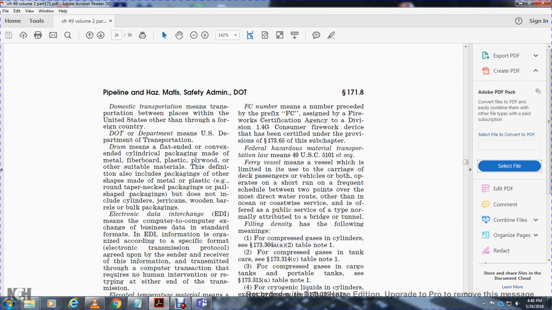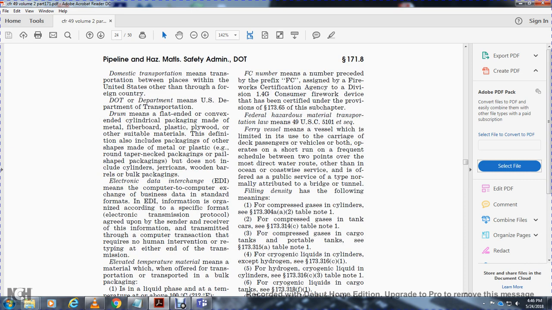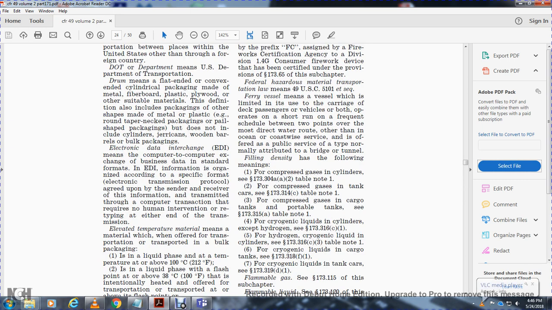Ferry vessel operates on short runs on frequent schedules between two points over the most direct water route, other than in ocean or coastwise service, and is offered as a public service of a type normally attributed to a bridge or tunnel. Filling density has the following meaning: for compressed gas cylinders, 173.304(a)(2), table 1; for compressed gas in tank cars, 173.314(c), table 1, table note 1; for compressed gas in cargo tanks and portable tanks, 173.315(a), table 1, note 4; and for cryogenic liquids in cylinders, except for 173.316(c)(1).